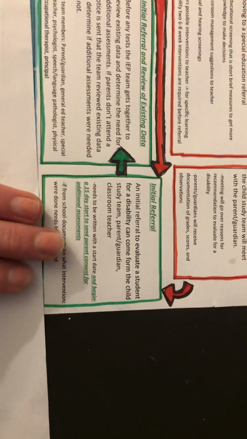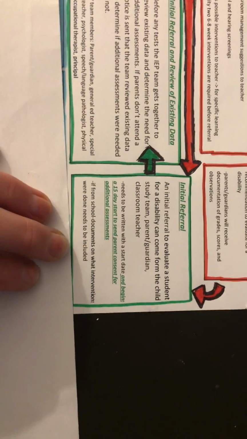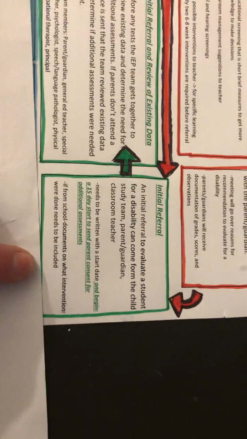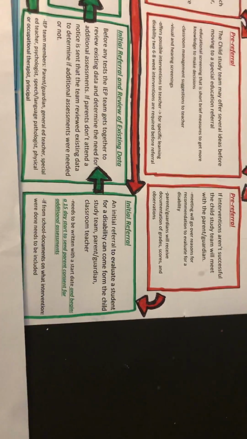So the initial referral does not mean your student automatically qualifies for special education. There's still a process. The initial referral is just started by either the child study team, classroom teacher, or you as a parent and guardian. It needs to be written so we have a start date because there's timelines to follow and for you to know when the process starts.